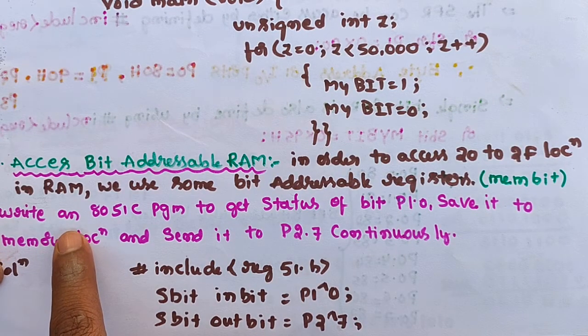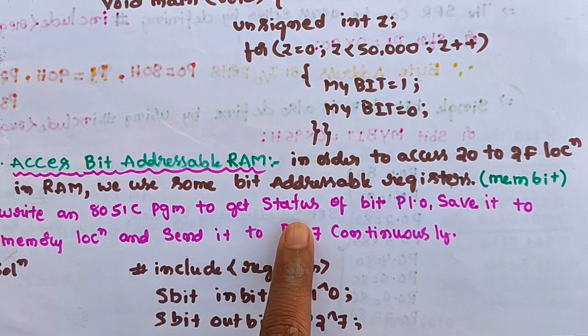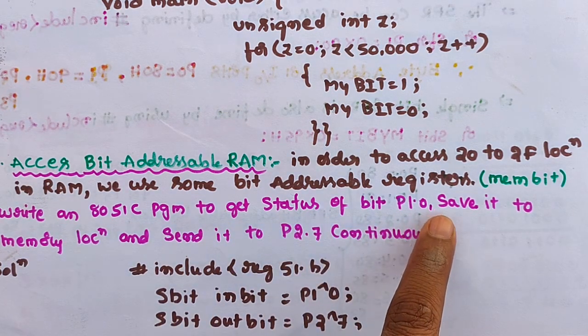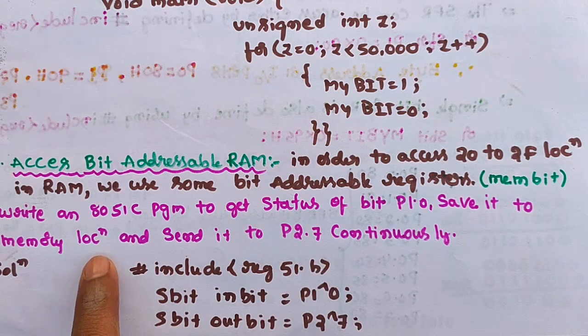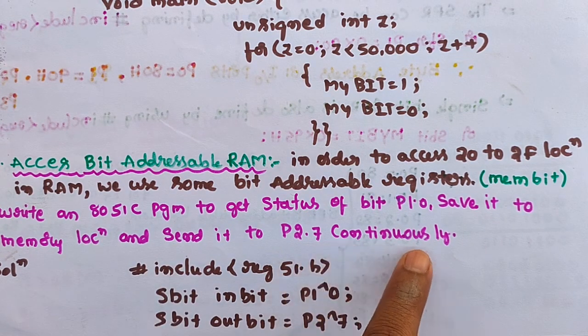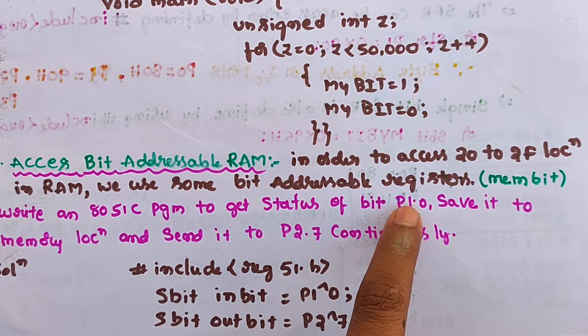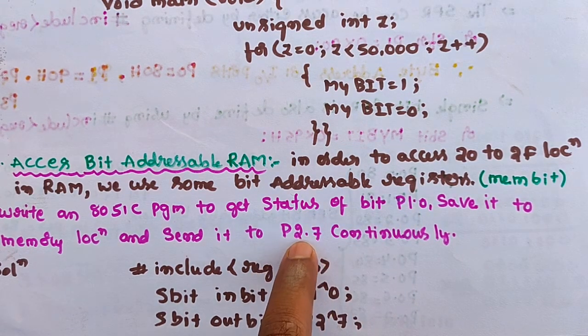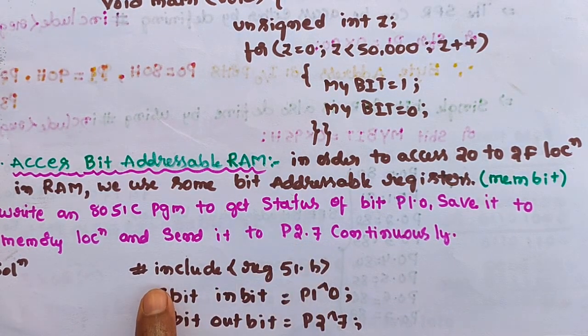So here is a simple program. Write an 8051 C program to get the status of bit P1.0, save it to a memory location and send it to P2.7 continuously. That means the content of P1.0 we need to transfer to P2.7 continuously. In order to define that program, I'll write hash include reg51.h. Then I will mention the port bits, P1.0 and P2.7, because they have already been given. I will define the port bits.